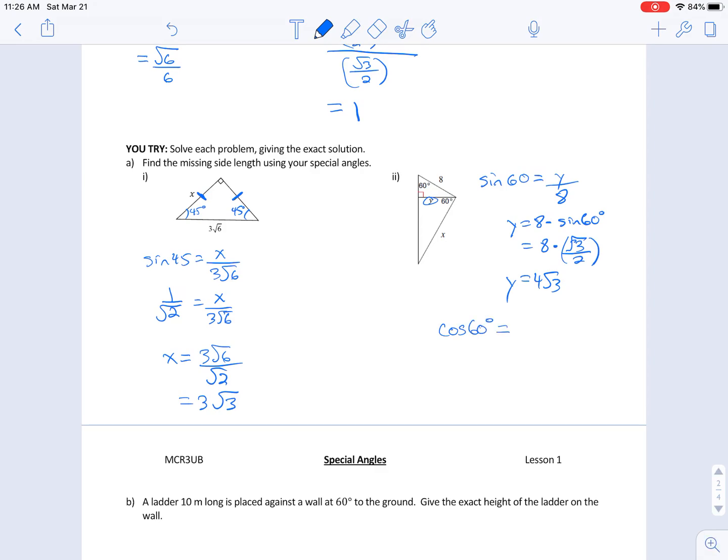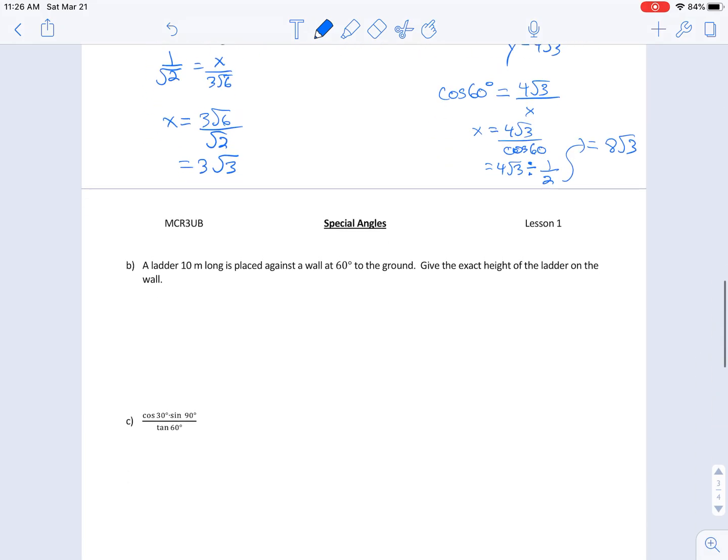And the x, this time I have to use, well, not necessarily, but it's easiest just to use cosine 60. So adjacent over hypotenuse, so adjacent's 4 root 3, and the hypotenuse is the thing we're looking for, which is x. Rearrange this. And rewrite it like this, so cos of 60 is 1/2. So again, you flip that and multiply, so you end up with 8 root 3.